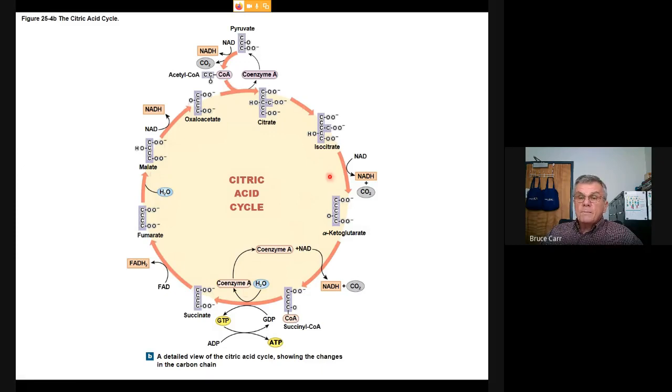Now, I want to make a point about these cycles. These are carriers. So something comes in and is added to them. And then they basically change form.